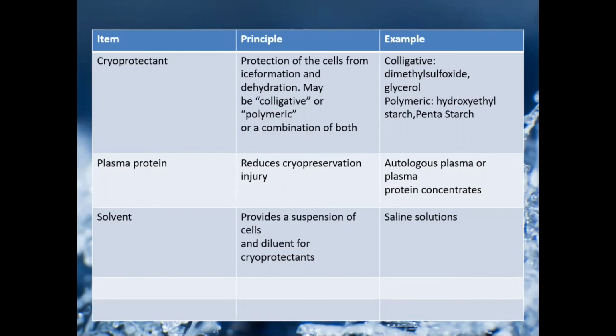If you are using colligative cryoprotectants like DMSO and glycerol, it protects from inside the cell. Now outside, if you're using a polymer like hydroxyethyl starch or pentastarch, it provides a protective coating outside the cell. Other things which you have to add into the cryoprotectant mixtures are plasma proteins or solvents. What are plasma proteins? They can be used as autologous plasma or conventional, or you can use commercially available albumin. They reduce the cryopreservation injury. The solvents you can use are saline solutions or sugar solutions. It provides a suspension of cells, or it can act as a diluent for cryoprotectants.